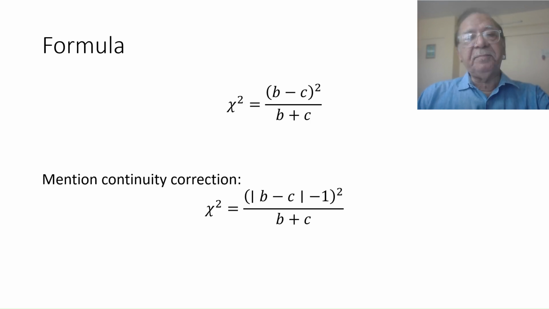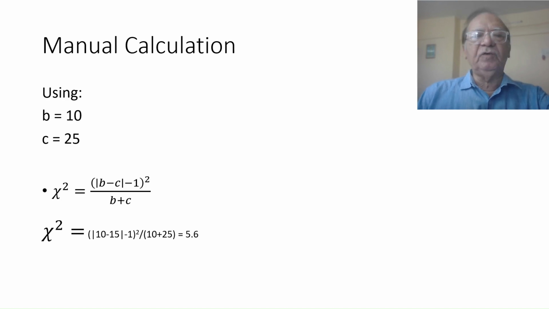Many software packages apply the continuity corrected version by default. Just see how 1 has been reduced from the absolute value of B minus C. Just see how I have calculated chi-square. Chi-square is equal to the absolute value of 10 minus 15, minus 1, whole square, divided by 10 plus 25, which comes out to be 5.6.